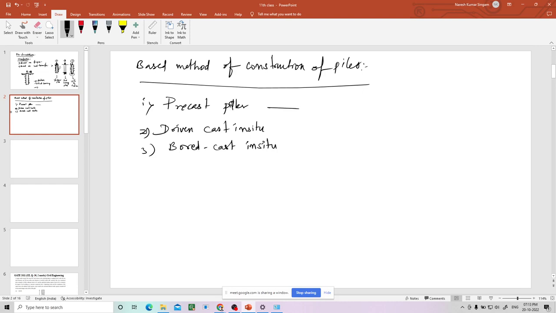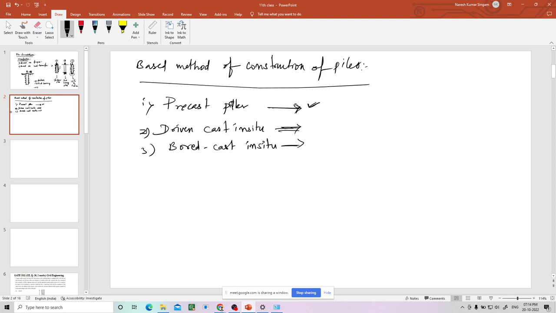Can you tell me if you know? You can define, or else I'll tell you. What are precast piles, what are driven cast in situ, and what are bored cast in situ? At the construction site or at the workshop, where are those piles made? At the workshop itself, there is no need to go to the construction site. They are already making these piles within the workshop. That is right. So how do they get installed?